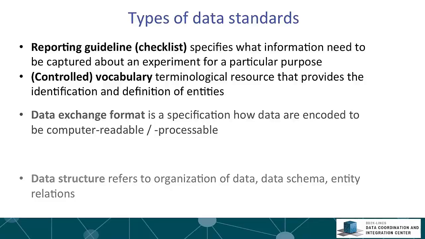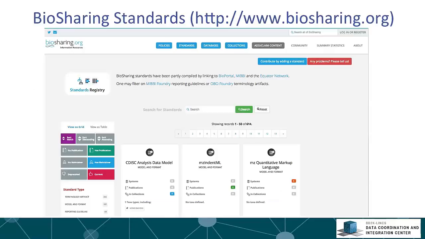An important consideration for data is how they are organized. So data structures refer to the organization of data. So for example, the entity relations diagram in a relational database schema, or an ontology that organizes information in a certain way, or how data are structured in a schemaless database, or the relationships of different objects in an object-oriented database. Many biomedical data standards have been developed over the years for many different applications, so it can be very hard to find those on the internet.